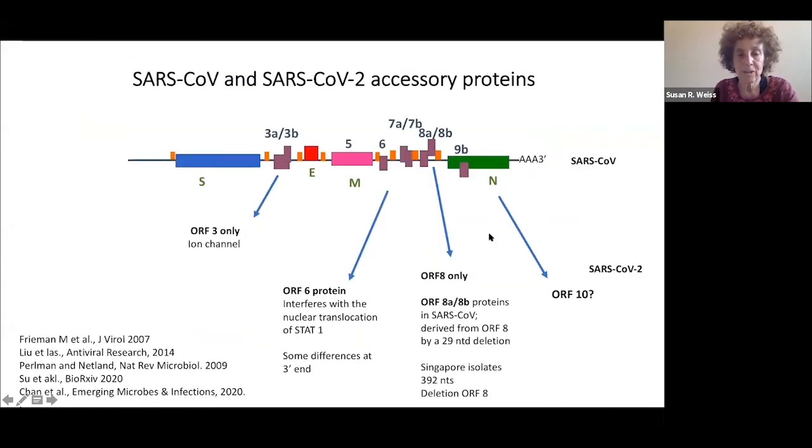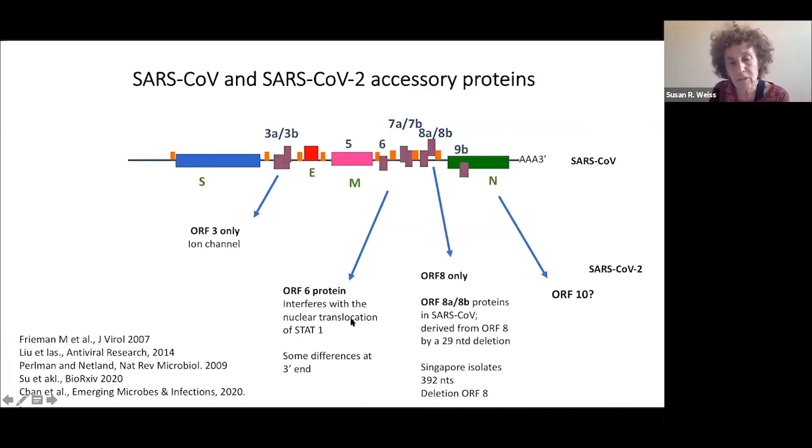And just to point out now the accessory proteins of SARS and SARS-CoV-2, this is SARS. It has 3A, 3B, 7A, 7B, 8A, 8B, 9B, and maybe 10. So quite a few of these proteins. ORF3A is a channel protein. ORF3B seems to be missing in SARS-CoV-2 relative to SARS.